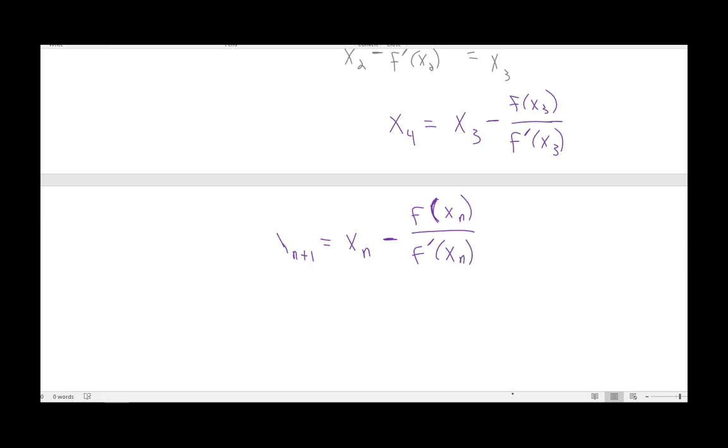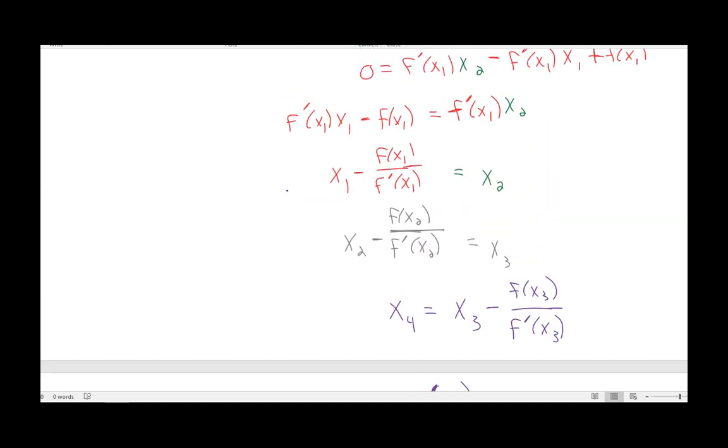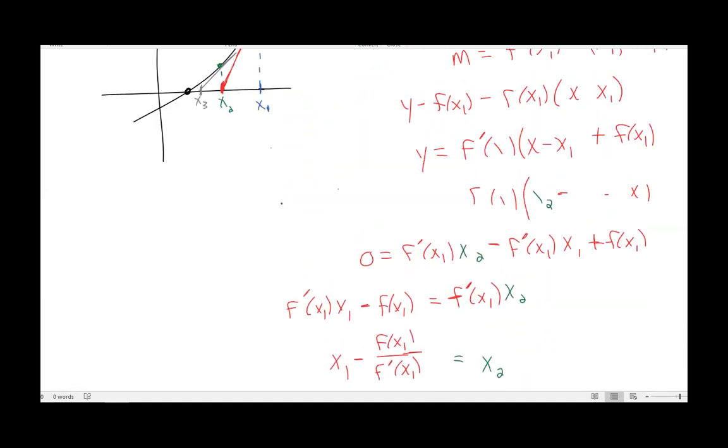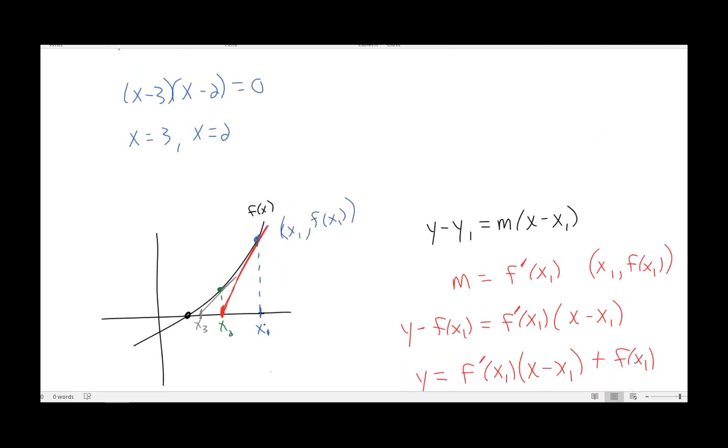Now again, remember, this iterative process, if I scroll back up to my graph, is moving closer and closer to the zero of the actual function. So here was my first guess, x1. We found that x-intercept. Here was my next guess, x2. Found that x-intercept, x3. We would continue x4, x5, and we're getting closer and closer to the actual zero of the function.